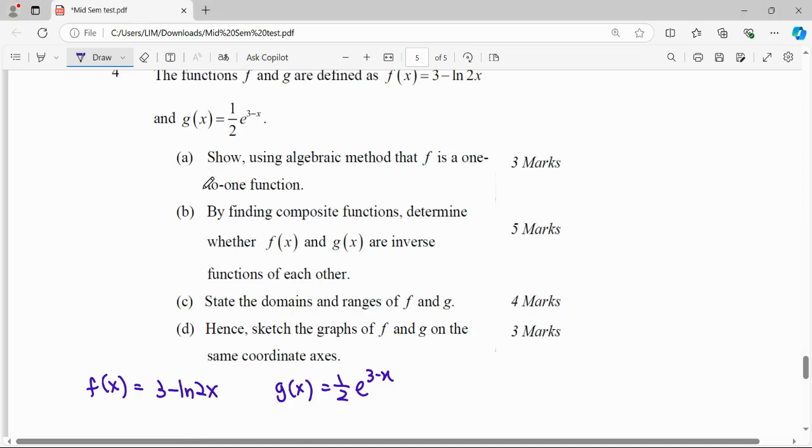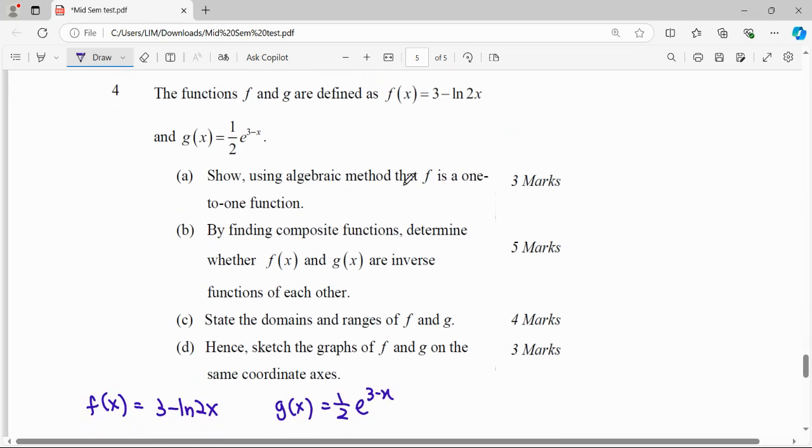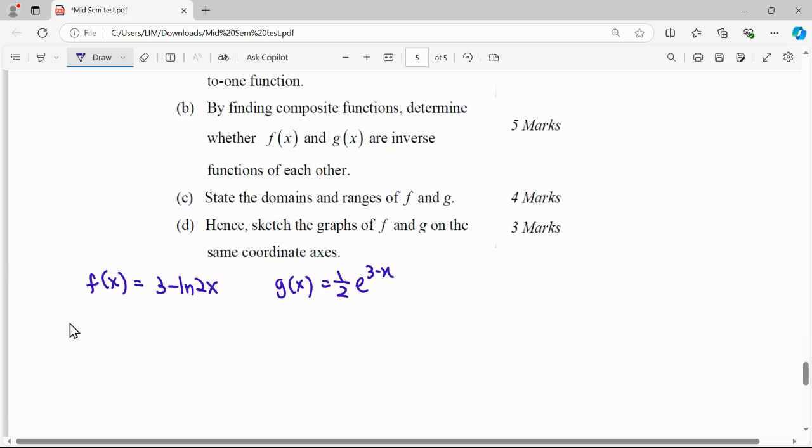Then we continue with question number 4 here. It said the functions f(x) and g(x) are defined as a logarithm function and an exponential function. For the first one, show by using the algebraic method that f(x) is a one-to-one function. Using the algebraic method means we substitute x1 into the function, let it equal the function with x2 substituted. We try to simplify and find out what x1 is.